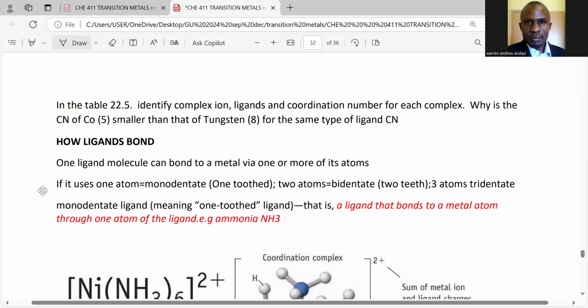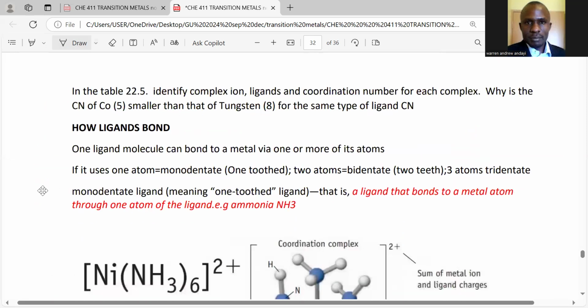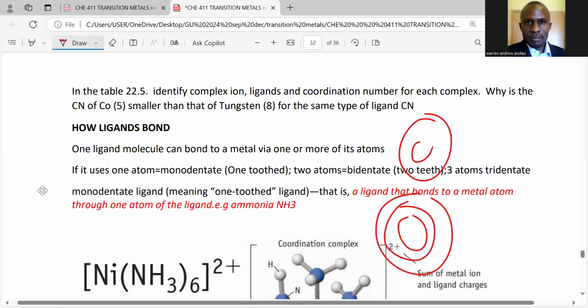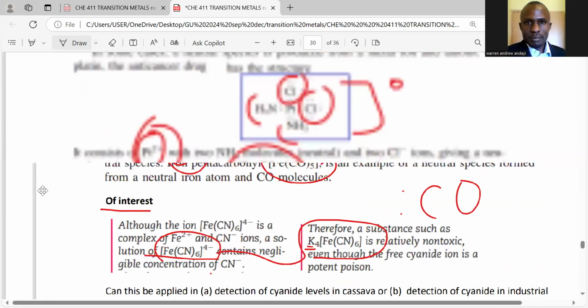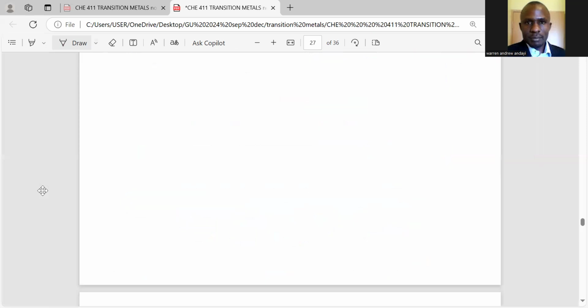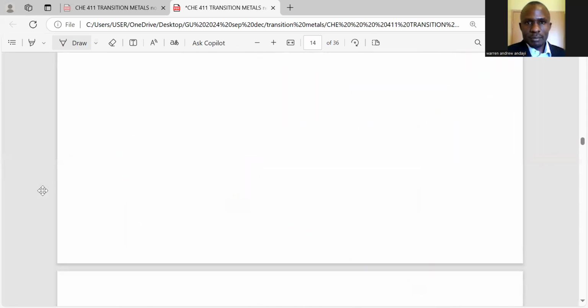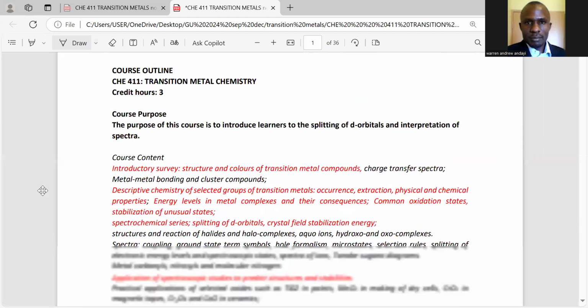So coordination number depends much on the size of the atom. If you have a huge atom, remember the groups. If you go down the group, the atomic size increases. And as the atomic size increases, the coordination number becomes larger. So maybe I'll take you quickly to the periodic table so that you can predict which elements have larger coordination numbers.